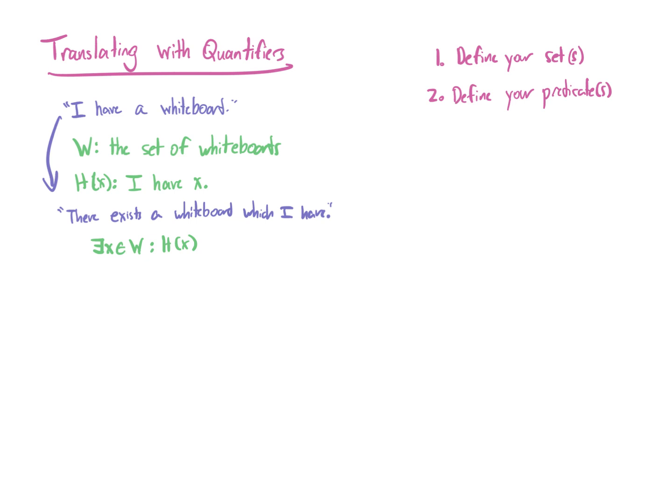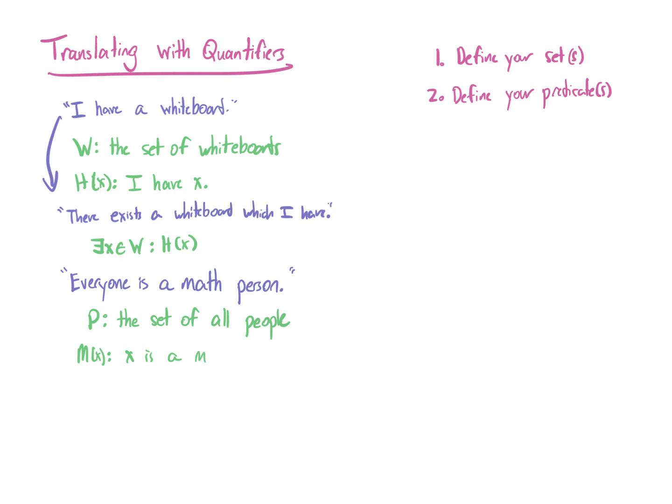Let's do another one. Everyone is a math person. I believe this deeply. How are we going to do this? Well, steps 1 and 2, we have to define our sets and define our predicates. So I'm going to define the set P, the set of all people, and I'm going to define a predicate, M of X: X is a math person.